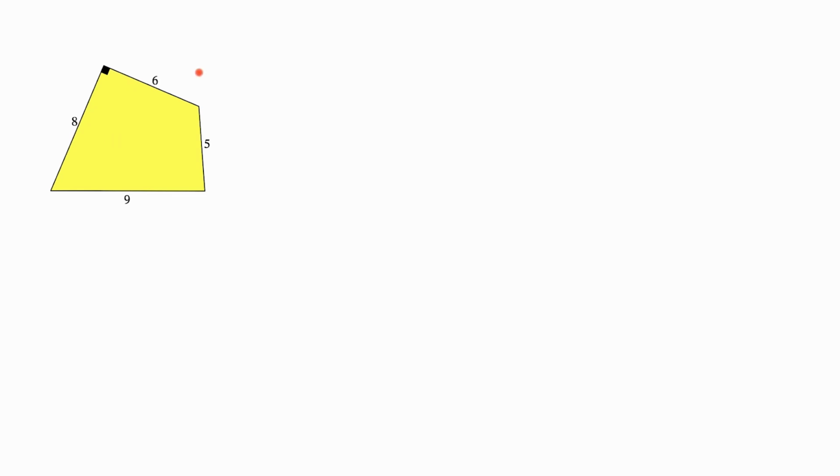So first, let's divide it into two regular shapes by drawing this line from this vertex to this vertex. We will have two triangles. This one is a right triangle and this one is a scalene triangle. Let's call this area S1 and this area S2. We know that the whole area is the sum of S1 plus S2.